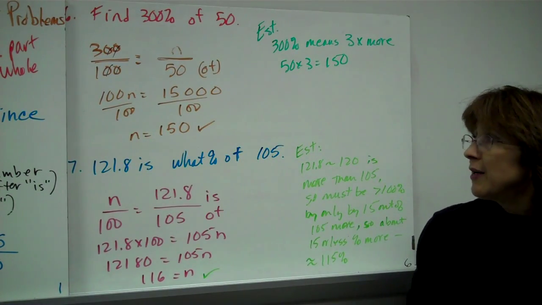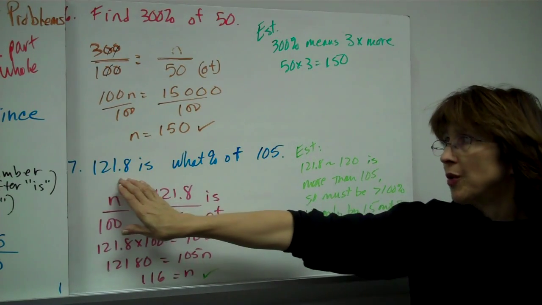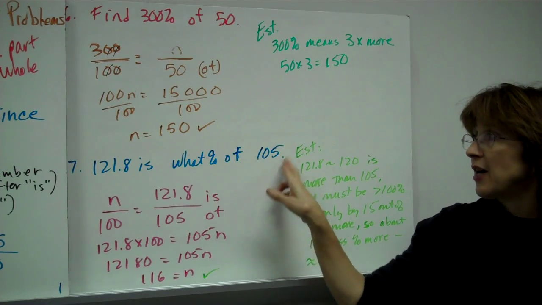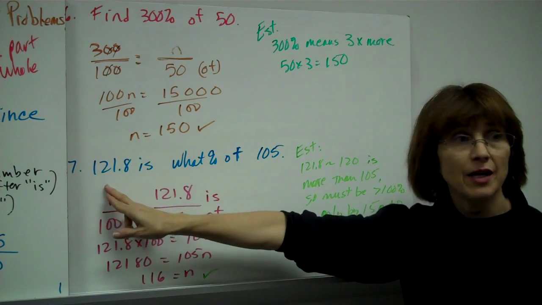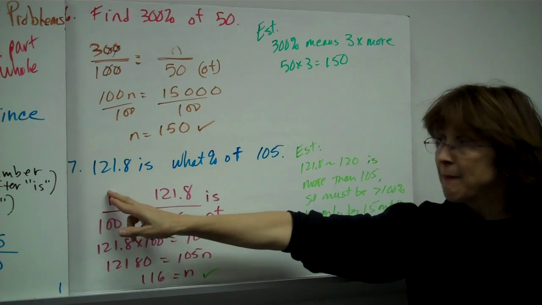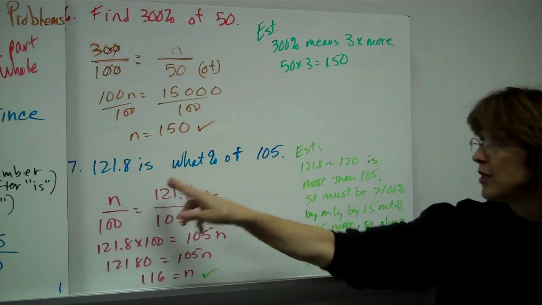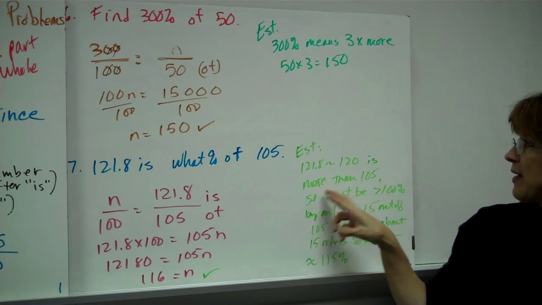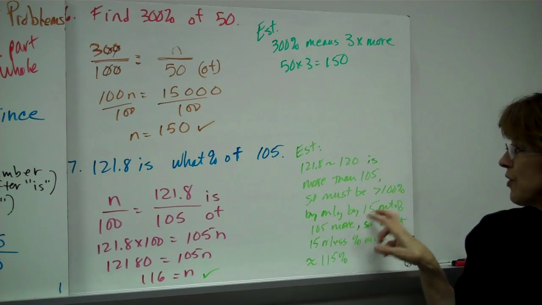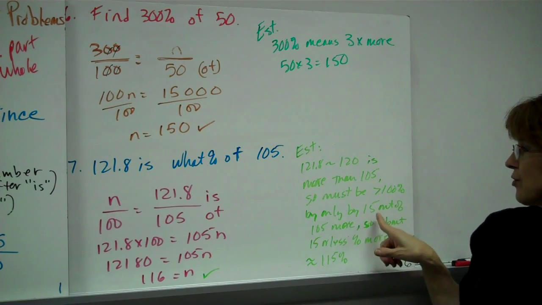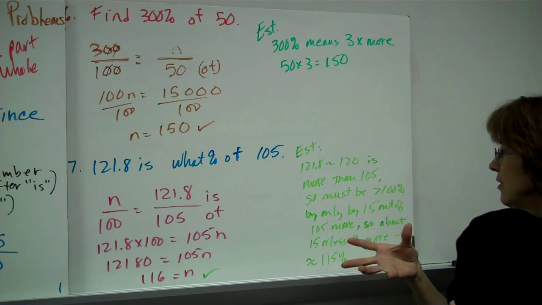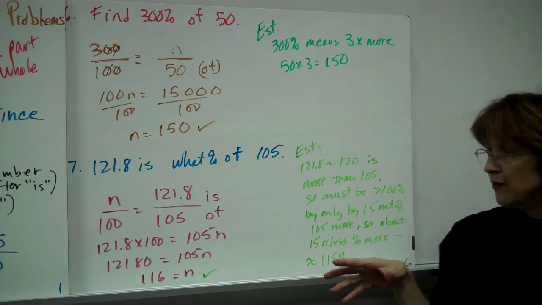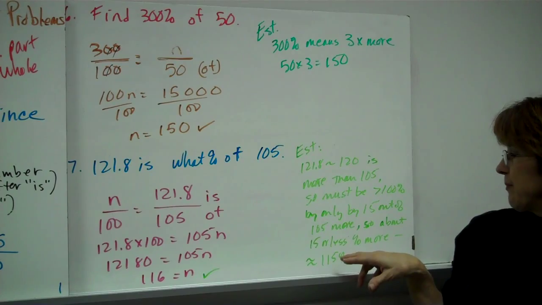All right? Now, here's another one. What if you had 121.8 is what percent of 105? Okay, imagine you had a test, 105 questions, and there was some bonus, and you got 121, 122 of them right. Would you get more than 100% or less? You'd get more. So you can estimate it. 121 is about 120. And that's more than 105, so you know it's going to be more than 100%. And you can follow this through. It's only about 15 more than 105, so you get a little bit more than 15%.